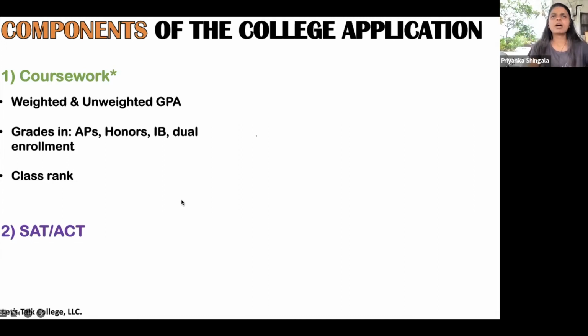SAT, ACT. Now there is the move towards test optional. However, it is always preferred that you submit your SAT or ACT score. Unfortunately, the exams are not going anywhere because it's a $1 billion industry. Quite literally, College Board makes $1 billion roughly in revenue from their SAT stuff, from their AP exams, from selling student information to universities. So it's a big, big industry.